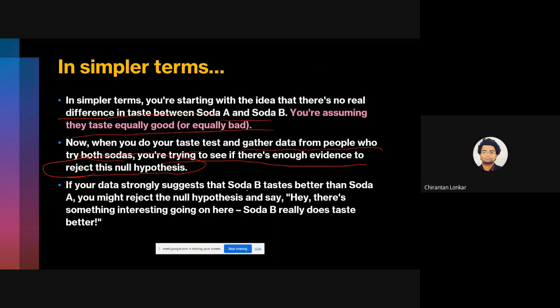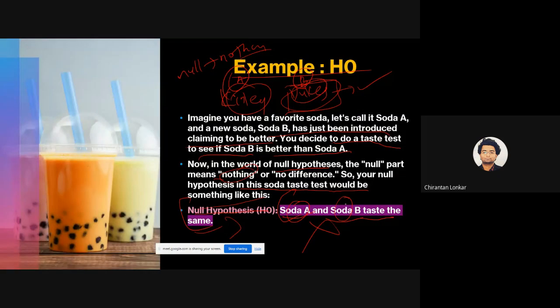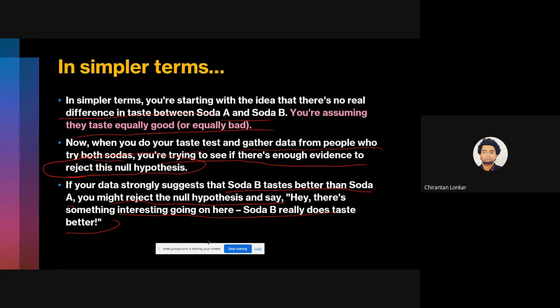So if your data strongly suggests that soda B tastes better than soda A, you might reject the null hypothesis and say there is something interesting going on here and soda B does really taste better. And when I say that, hey, you know what, soda B tastes better than soda A, that is when we are formulating an alternate hypothesis. Because what does the null hypothesis say? Null hypothesis says, soda A and soda B are the same. But the alternate hypothesis says, hey, you know what, soda B is much better than soda A. There is a difference in their taste. Kinley tastes bad when it comes to Dukes. OK? That is null hypothesis.